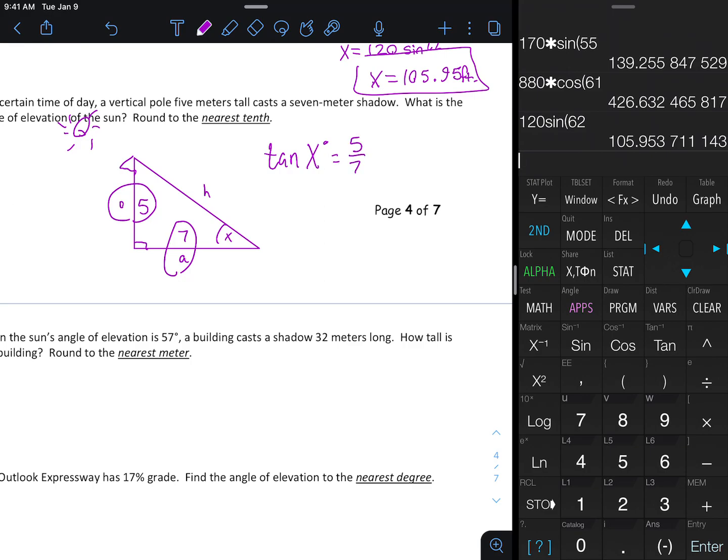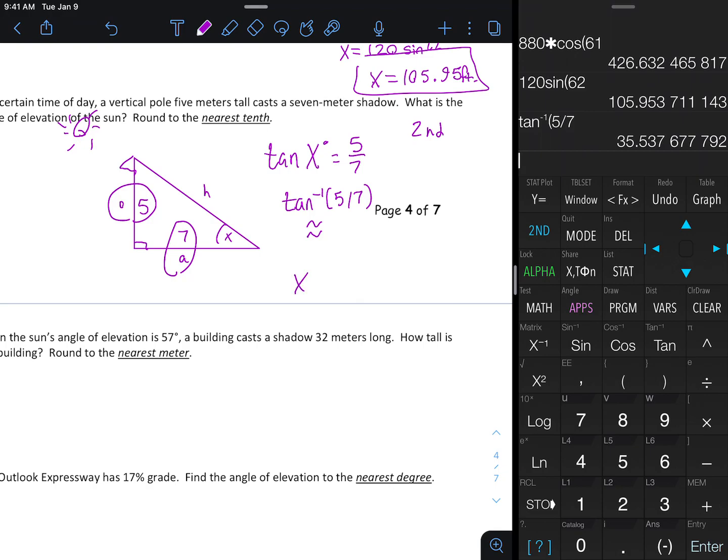And remember, when you are solving for an angle, you're going to have to hit the second button. The second and then tangent, that'll look like this: tangent raised to -1, or tangent inverse. And then 5 out of 7, and type that in, and you get your angle right there. So second tangent, 5 divided by 7, and that's about 35 or 36 degrees. They want it rounded to the nearest tenth.